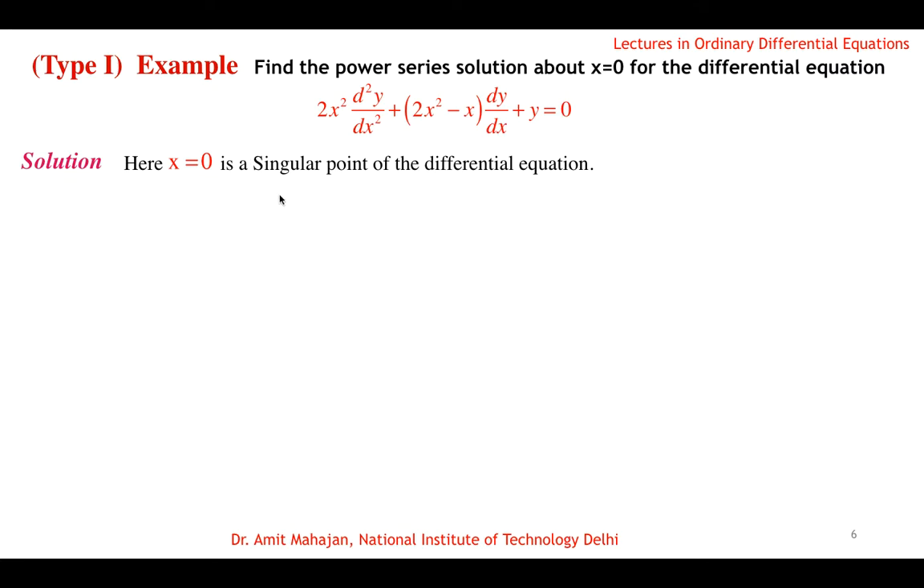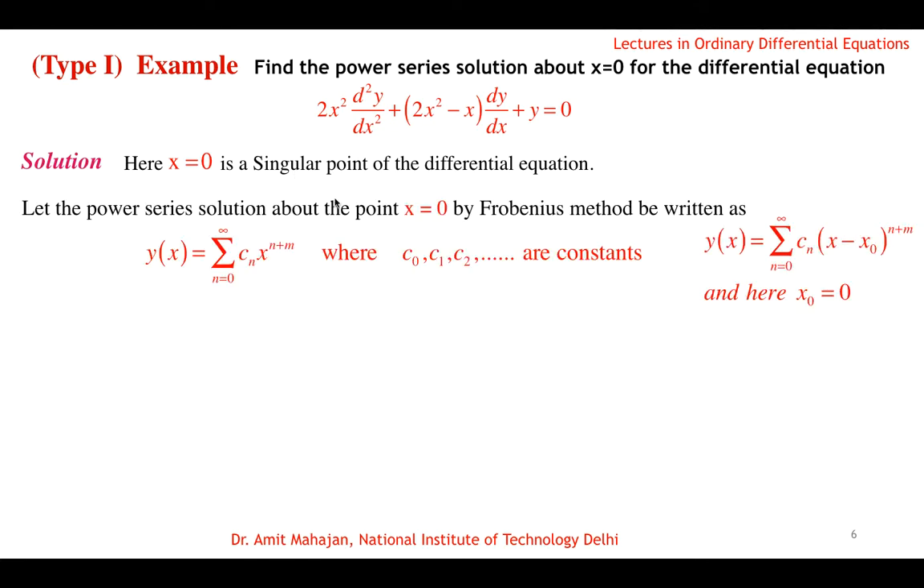Now the idea is that if x equal to 0 is a regular singular point, then we can assume that one of the solutions can be written by the Frobenius method in this form: y(x) equal to the summation of c_n x raised to the power n plus m, because x naught is 0.